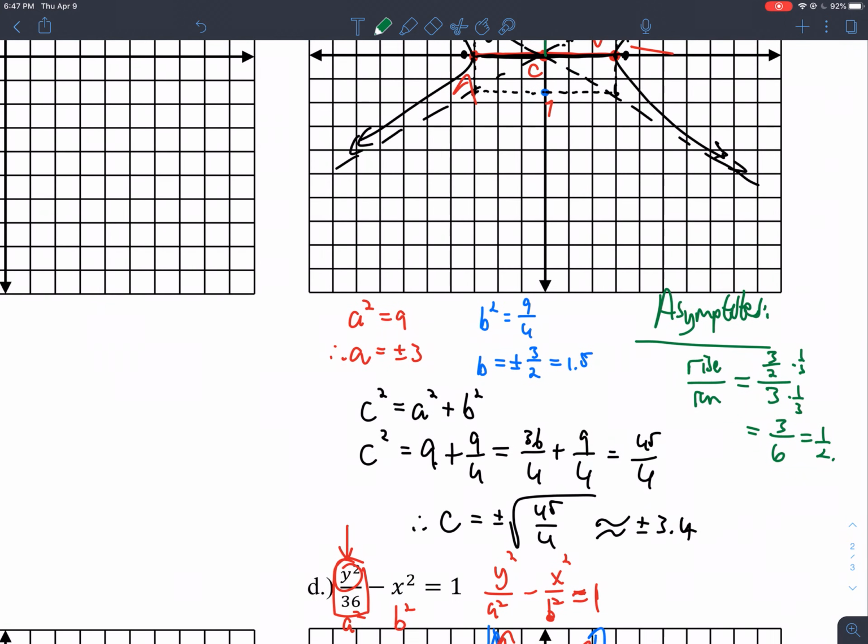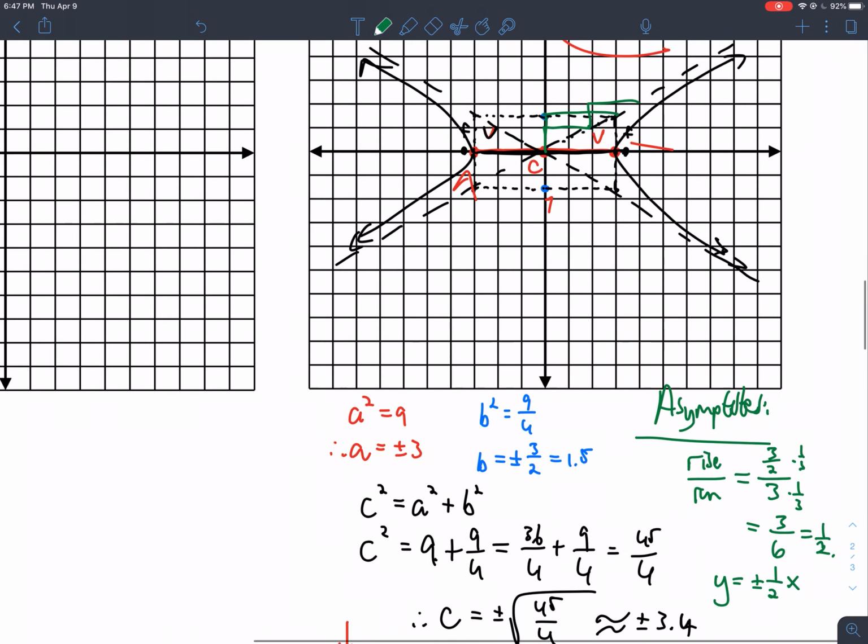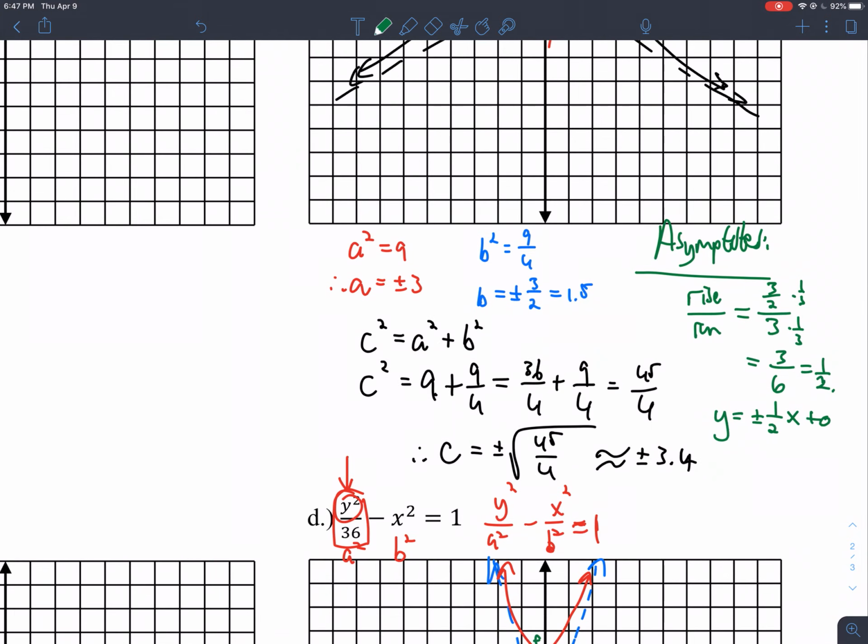Okay, so here's the equation: y equals plus or minus 1/2 x. Because the asymptotes go through the origin, they have no y-intercept. The y-intercept is 0, so this is it. Y equals plus or minus 1/2 x.